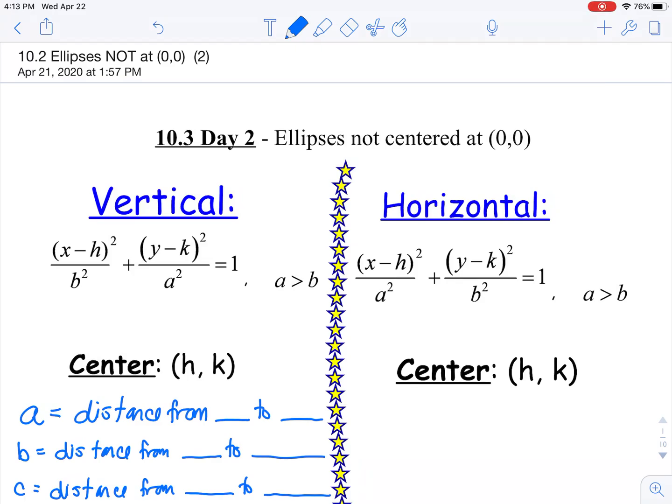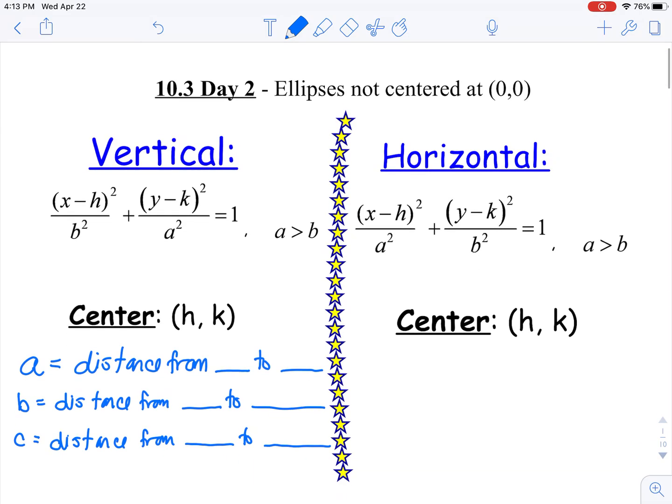Welcome back, class. Today we're going to talk about ellipses that are not centered at 0, 0. So you're going to see a lot of the same material from our last lesson being used and introduced again, but this time we are going to be shifting where that ellipse actually is centrally located.